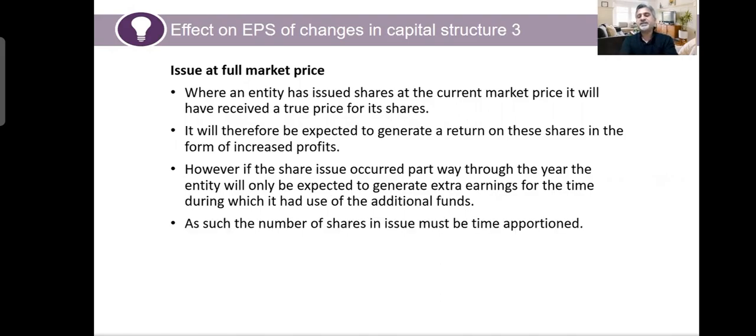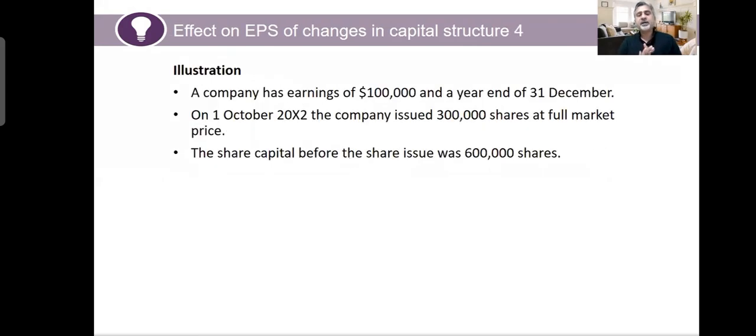As such, the number of shares in issue must be time apportioned. Time apportioned, what I did, like 100,000 into 6 by 12. Illustration, one short example. A company has earnings of $100,000, and year end of 31st December. On 1st October 2002, the company issued 300,000 shares at full market price. Remember, full market price, FMP. In full market price, we use the weighted average method. Full market price, it's not bonus, it's not discounted rights issue, it's full market price.